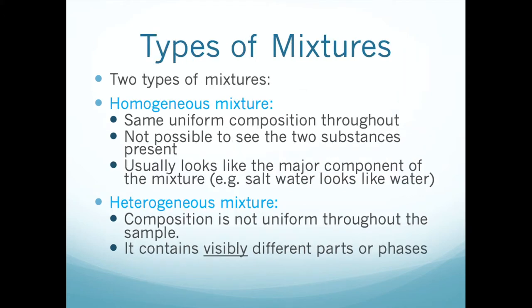Okay. Now, when it comes to mixtures, just as we can distinguish pure substances into elements and compounds, mixtures can also be subdivided into two types. We have what are called homogeneous mixtures and heterogeneous mixtures. Now, homogeneous means same phase. So the prefix there, homo, means same. That means when you look at that mixture, it looks like it's one material.